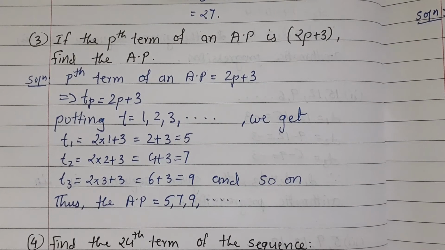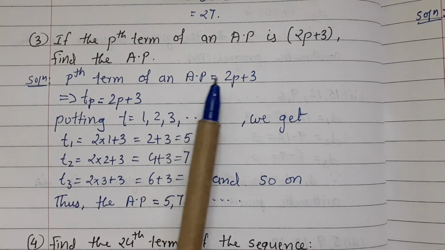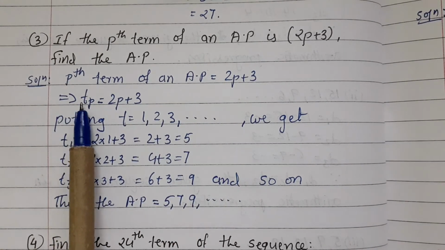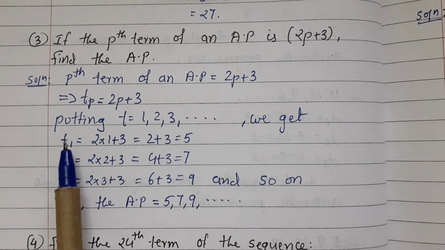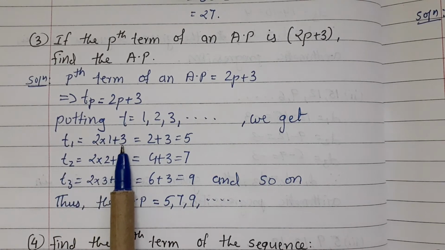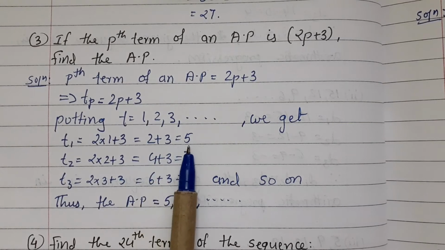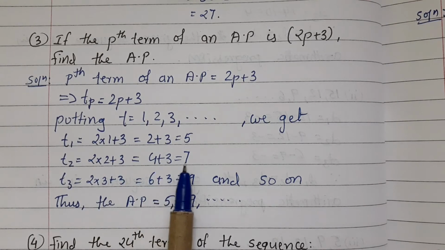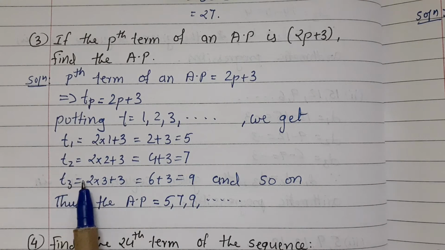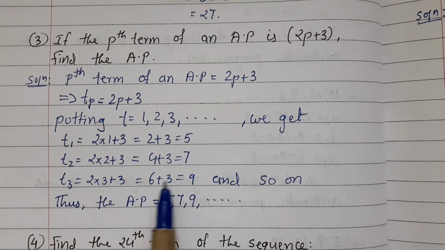Third sum. If the pth term of an AP is 2p plus 3, find the AP. The pth term of the AP is 2p plus 3, which implies Tp equal to 2p plus 3. Putting p equal to 1, 2, 3, we get: when p is 1, 2 into 1 plus 3 equal to 2 plus 3, 5. When p is 2, 2 into 2 plus 3, 4 plus 3, 7. T3, 2 into 3 plus 3, 6 plus 3, 9, and so on. Hence, the AP is 5, 7, 9, and so on.